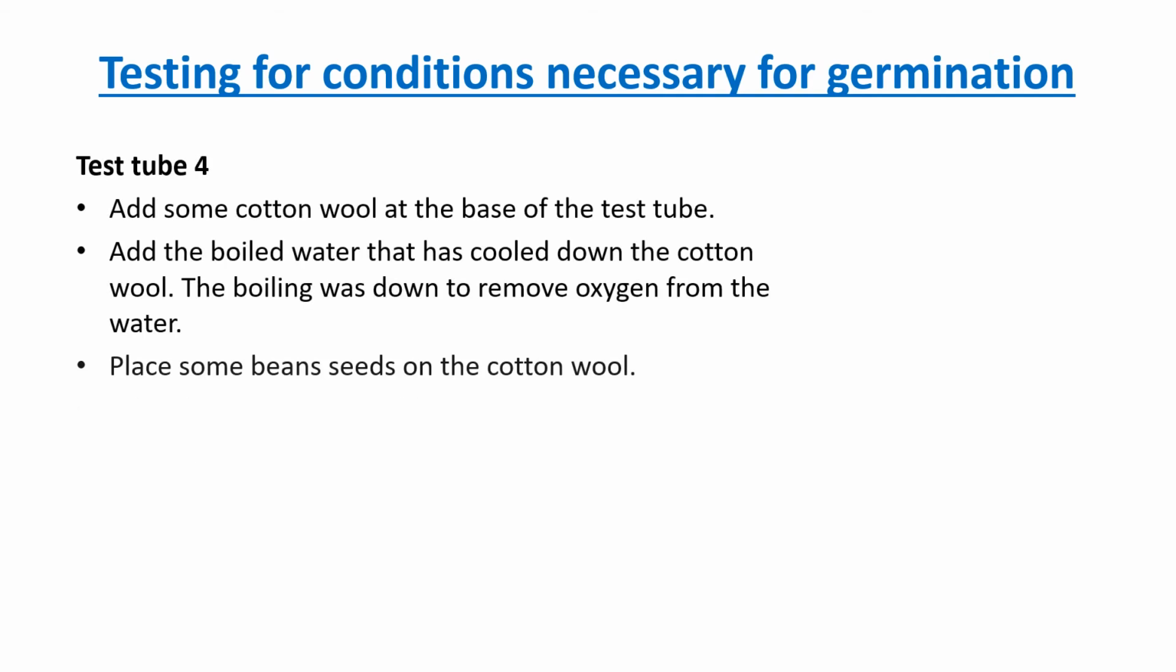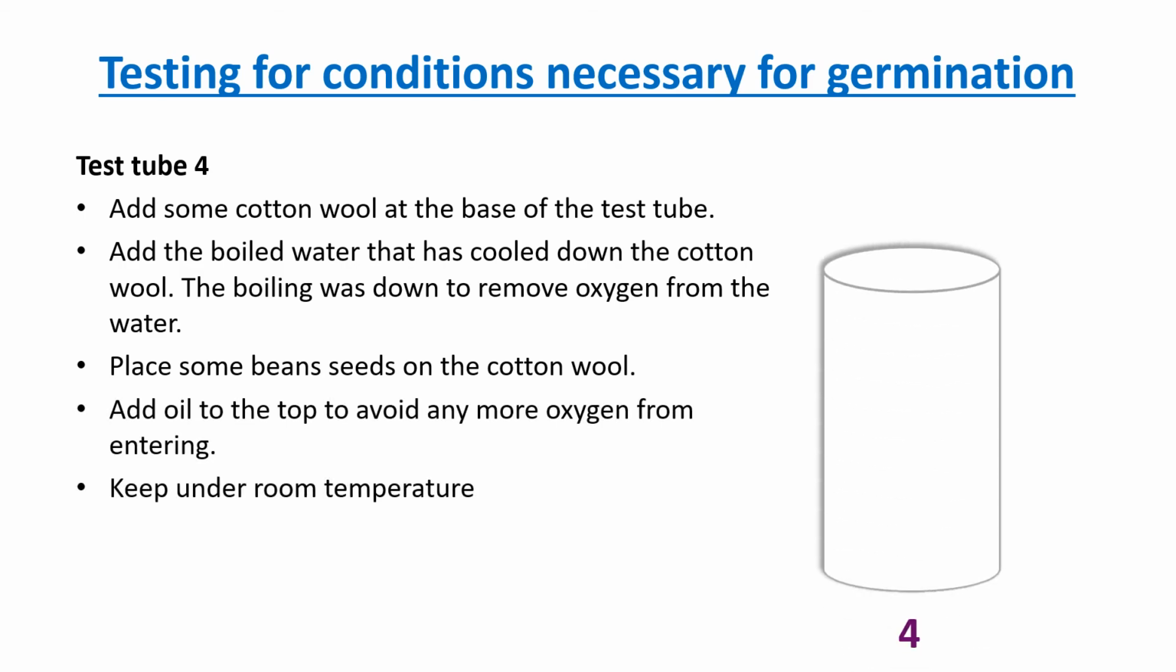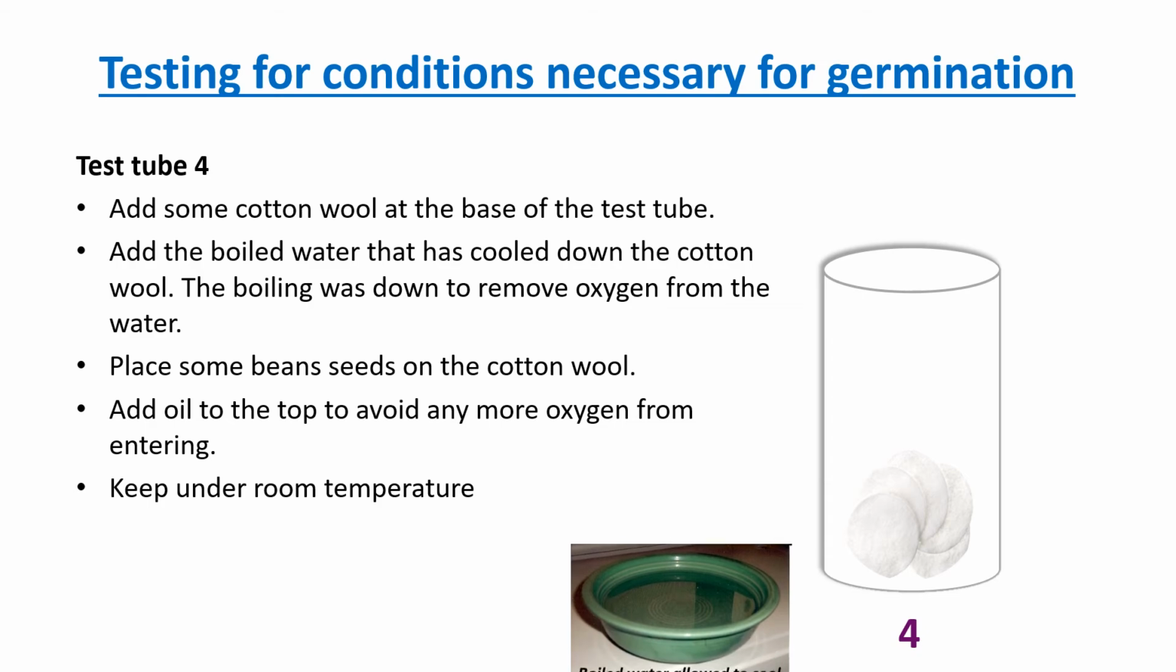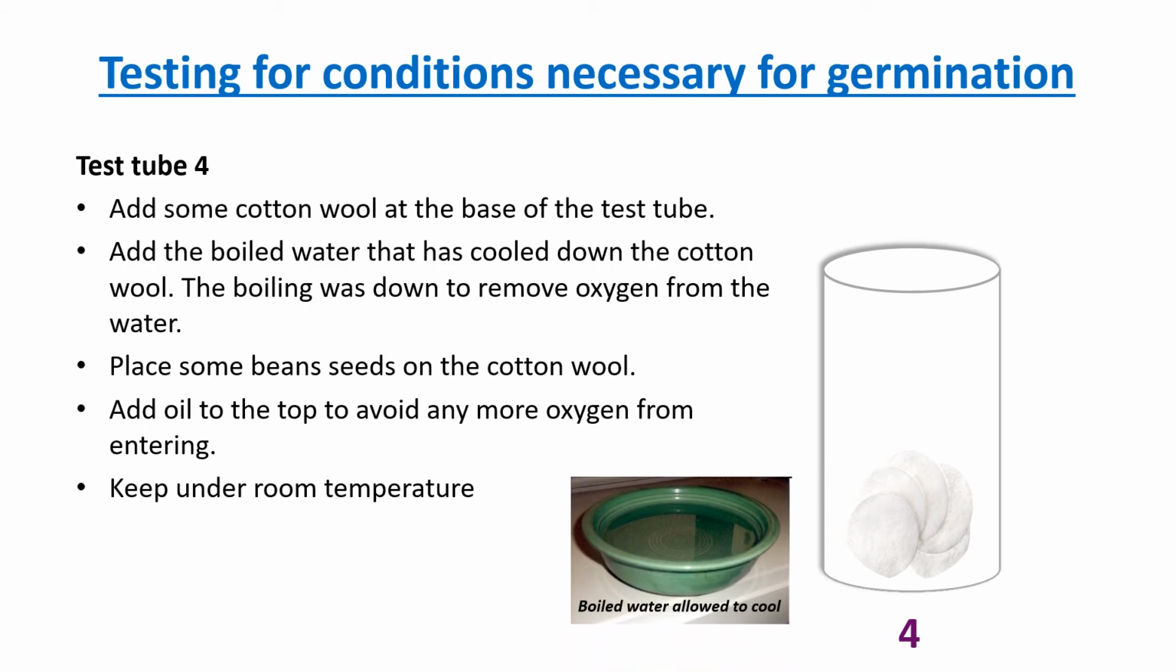Test tube 4. Add some cotton wool at the base of the test tube. Add the boiled water that has cooled down to the cotton wool. The boiling was done to remove oxygen from the water. Place some bean seeds on the cotton wool. Add oil to the top to avoid any more oxygen from entering. Keep under room temperature.